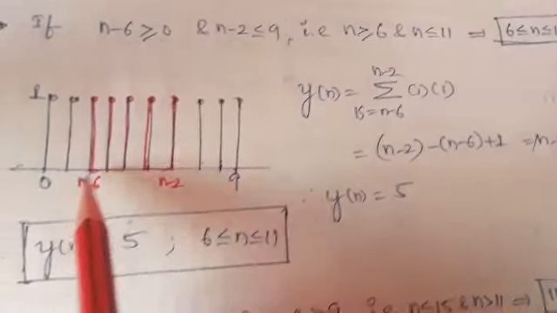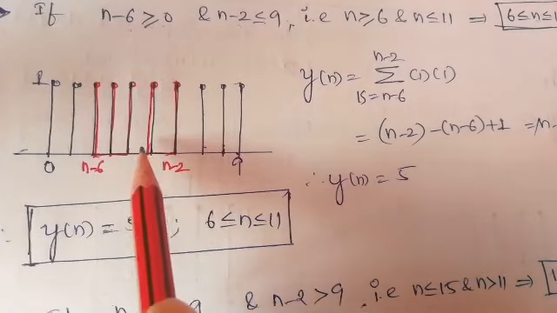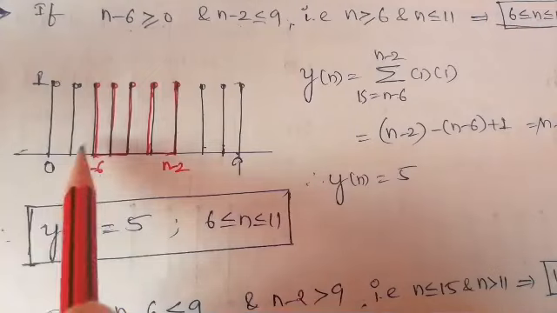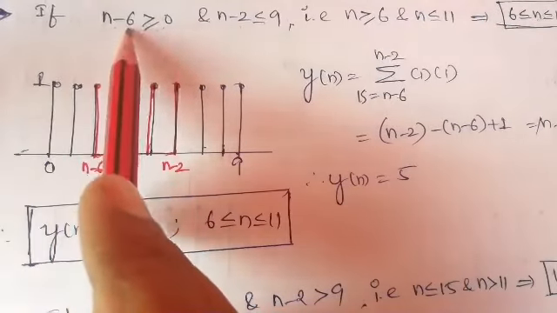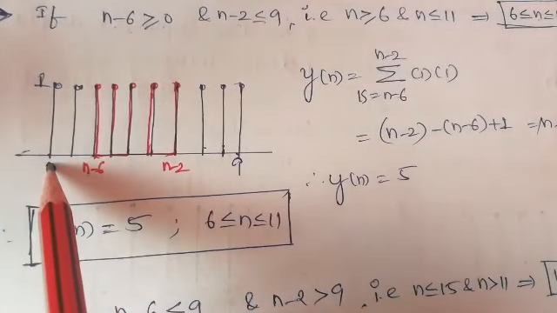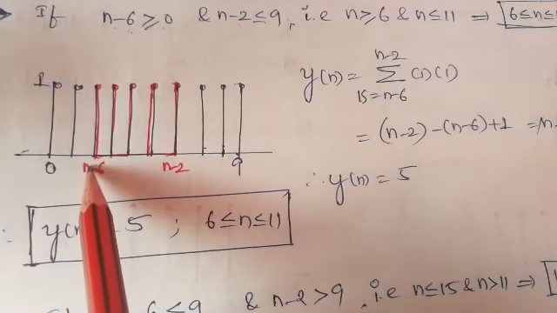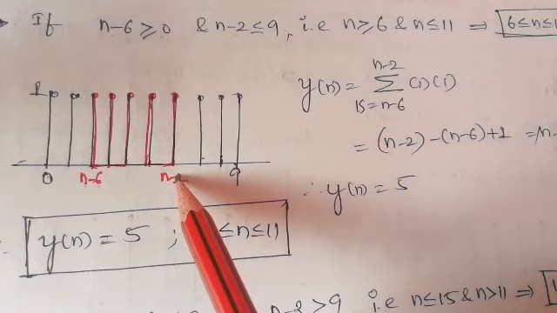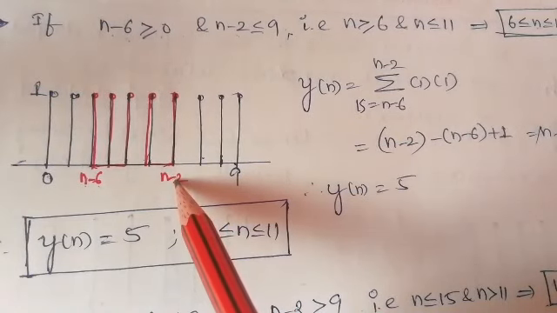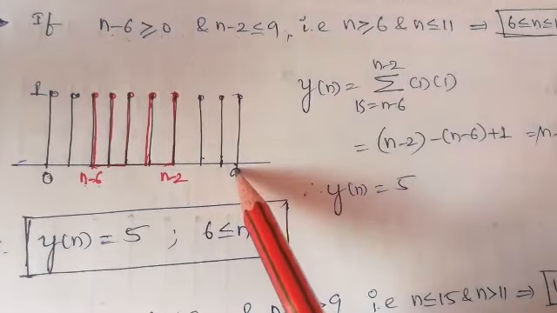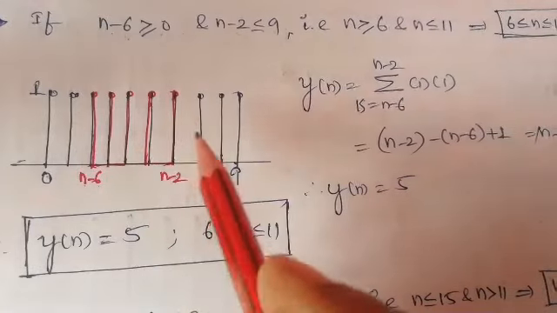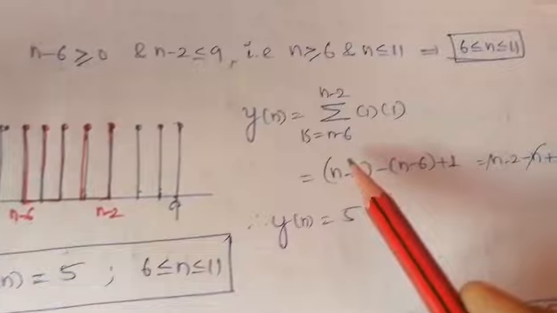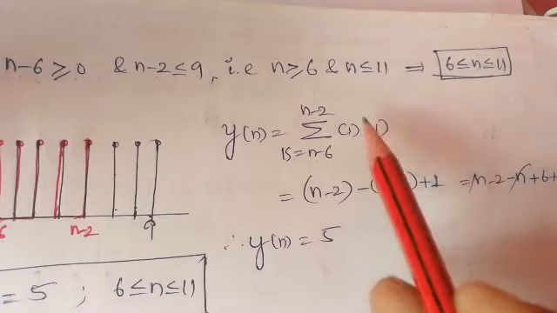Hence we can write the value of n lies between 6 to 11. So see the case, the entire second signal is fitted into the first signal. So tell me the overlap region. n minus 6 you can fix anywhere after 0. And one more point you have to consider, the other point of the second signal, n minus 2, should be less than or equal to 9. Anywhere you can fix, but we are getting the limits as n minus 6 to n minus 2.